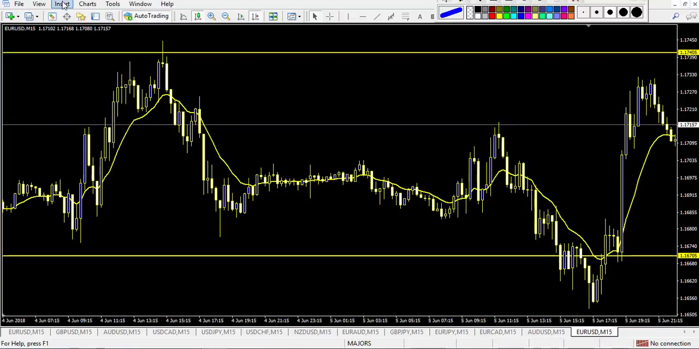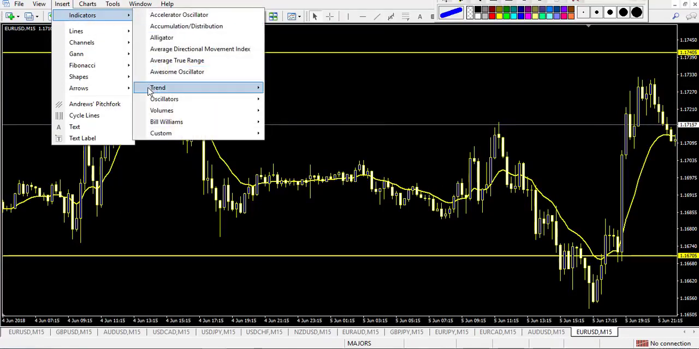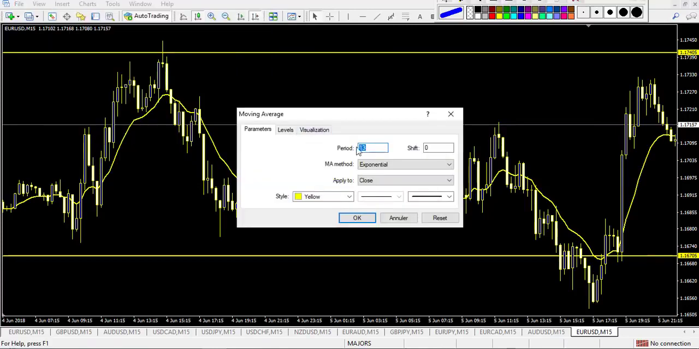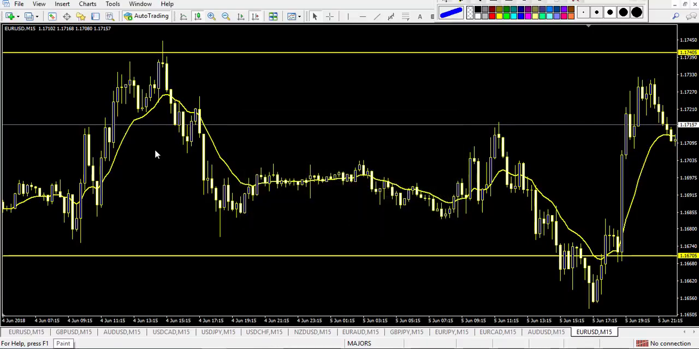To plot it, you go to Insert, Indicator, Trend, and Moving Averages. It's 13 period, shift 0, exponential, apply to close, and I put it yellow on this specific chart. We will trade the same pattern, M and W.